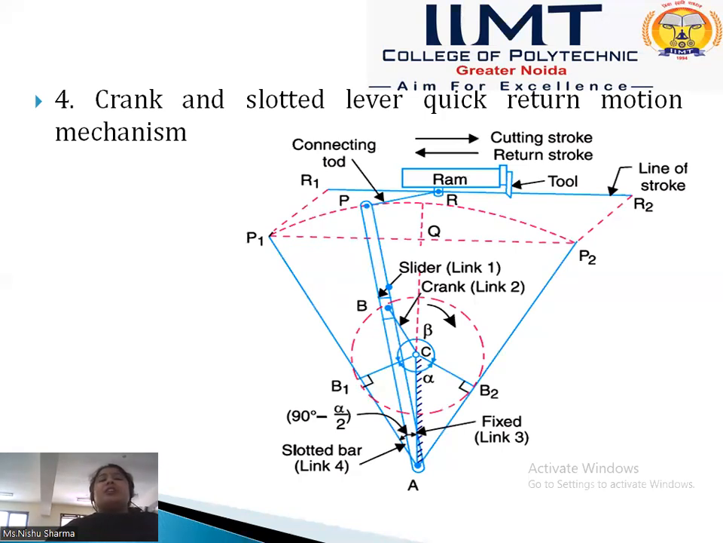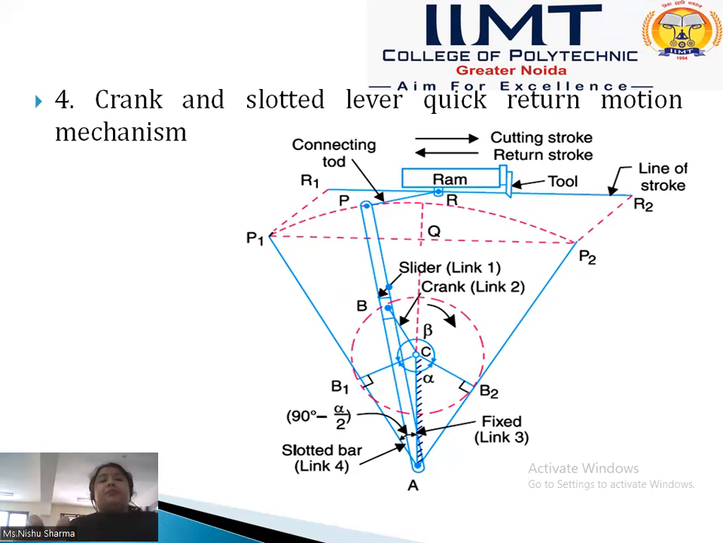First is the fixed link, link 3, that is the connecting rod, and it forms a turning pair. The second link is the crank, that is the CB, this is link 2. The first link is the slider, that is link 1, which is pivoted at point B, and the fourth link is the slotted bar, that is link 4.